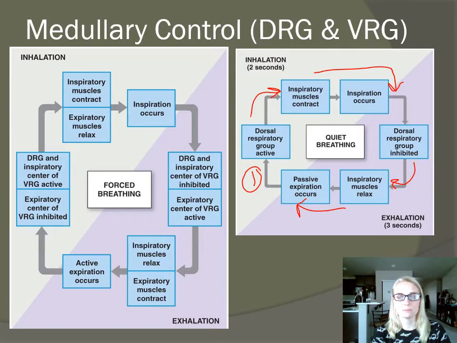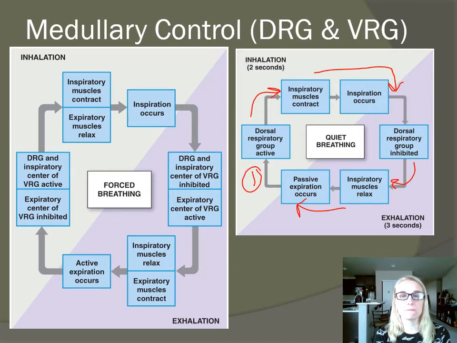So we have inhalation, activation of the DRG, and then relaxation, inhibition of the DRG, relaxation of our muscles. So that's what's happening during quiet breathing. The VRG is not even a part of it. So just active DRG for about 2 seconds, and then exhalation for 3 seconds. So a whole respiratory cycle is about 5 seconds. That's why the average respiratory rate is about 15 breaths per minute, which is about 5 seconds per breath in a 60-second minute.